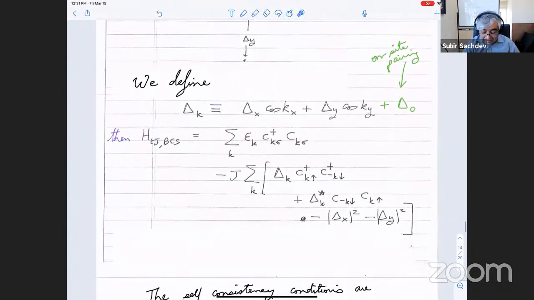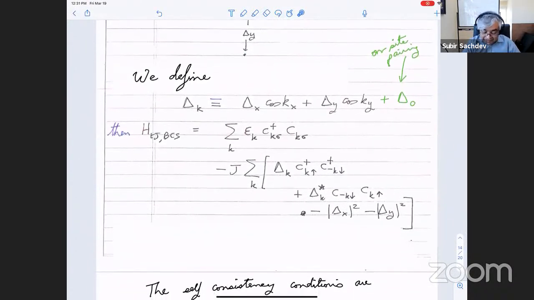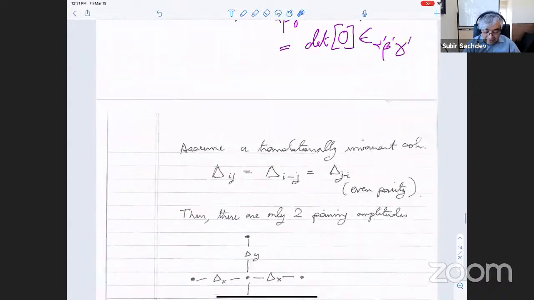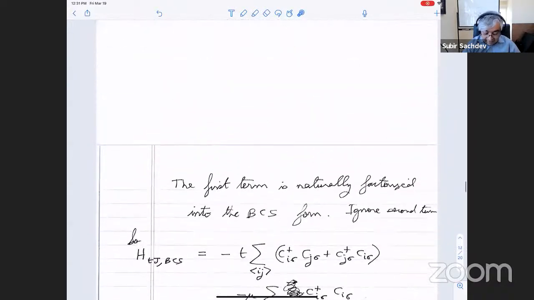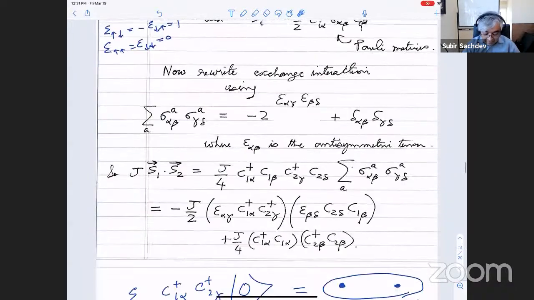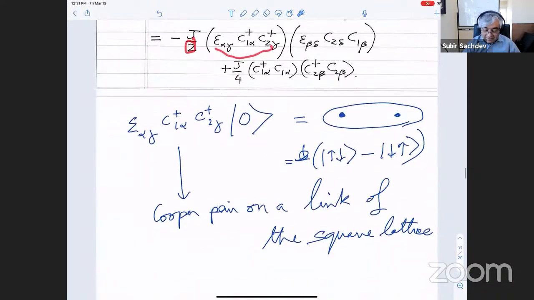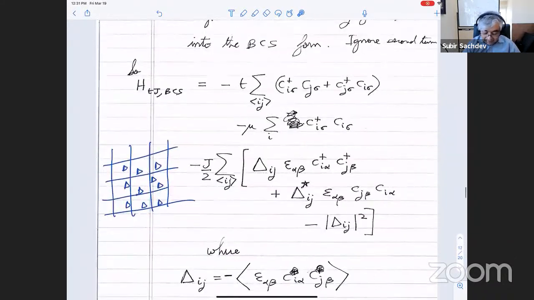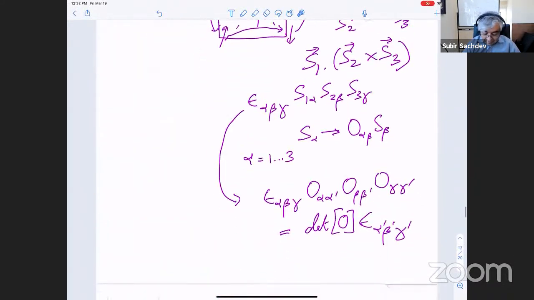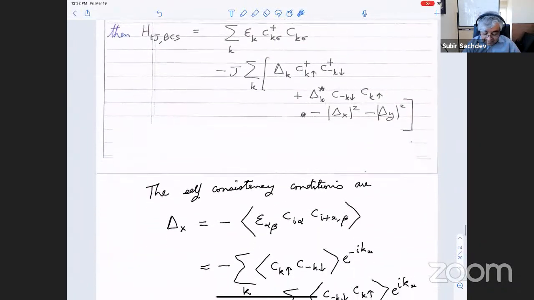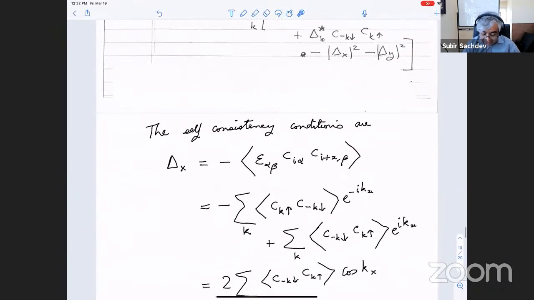So now you have this attractive interaction on a link, and that gives you the BCS theory again with a minus J here. This minus J comes from exactly this minus J over 2 over here. You get rid of the factor of 2 because there's 2 terms in here from the epsilon tensor. And I really carefully checked all the factors of 2.